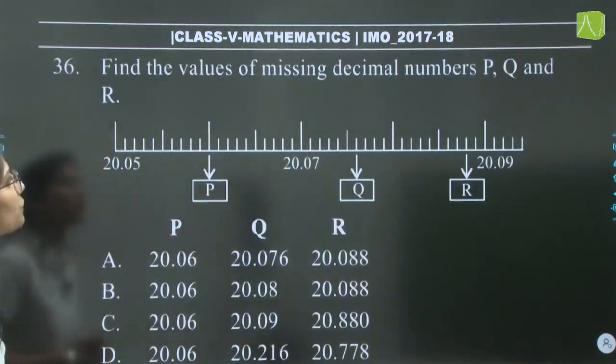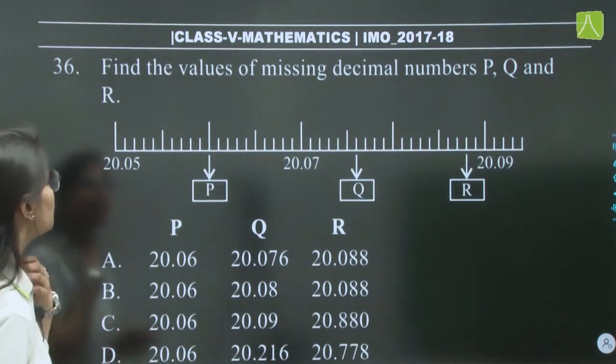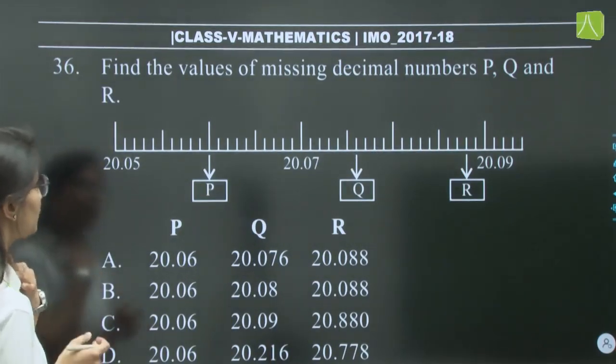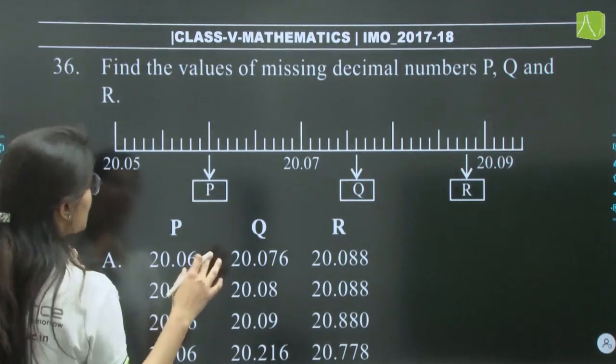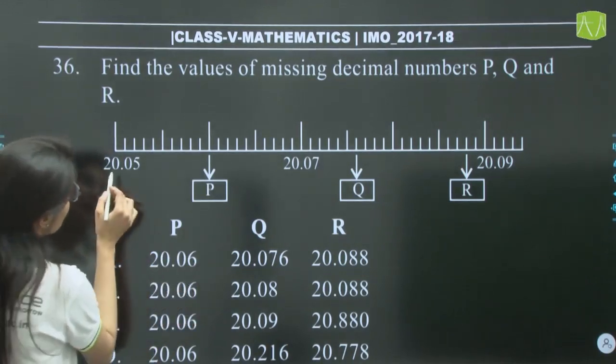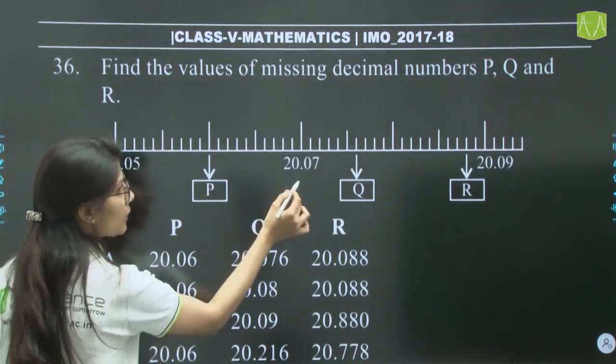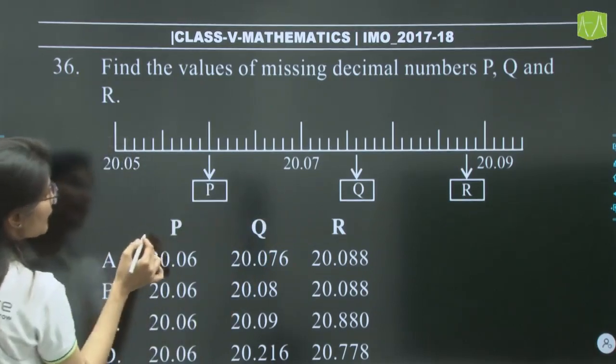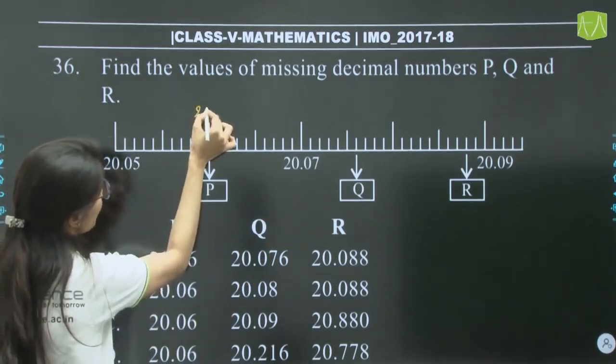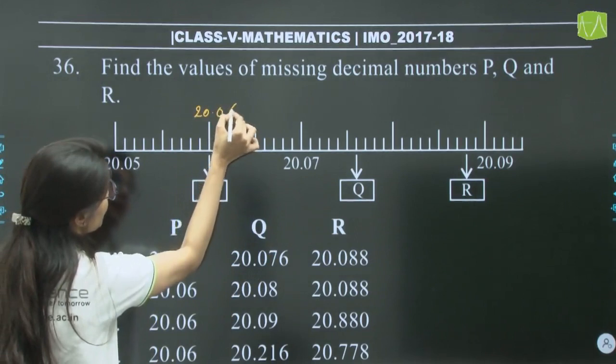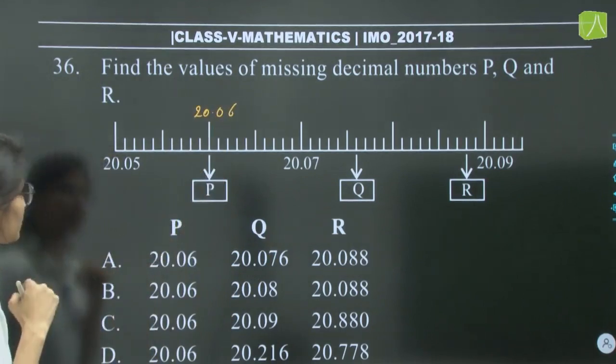Find the values of missing decimal numbers P, Q and R. We need to find out the value of P, Q and R. So first look at this number line. Now see, it's 20.05 and 20.07. So there will definitely be a number in between, 20.06. So for the value of P, we get the answer as 20.06.